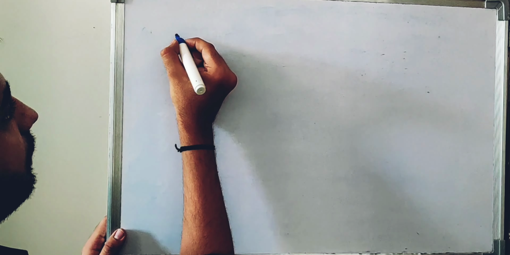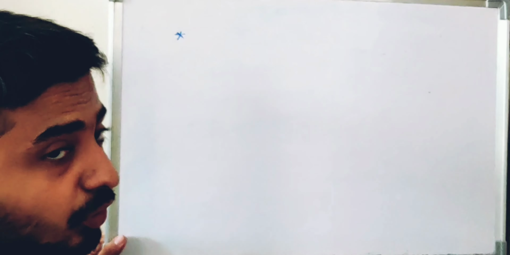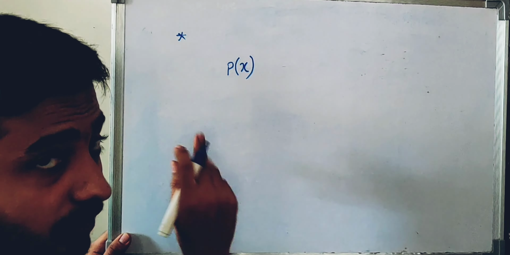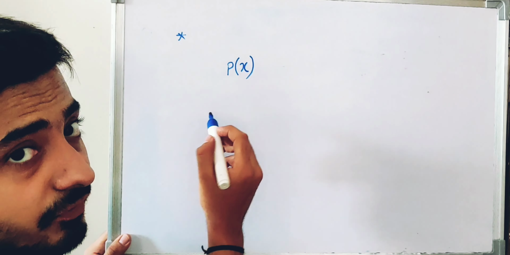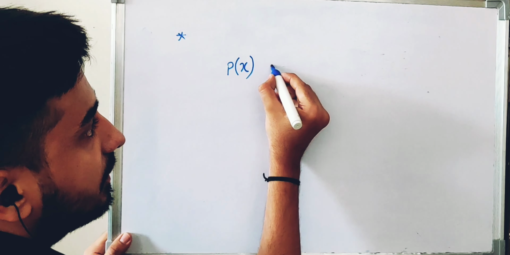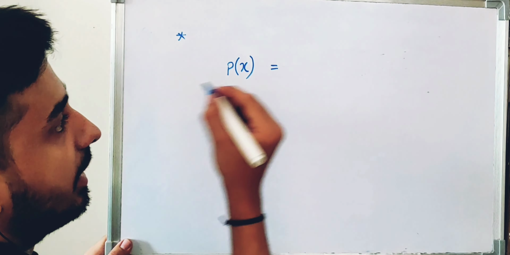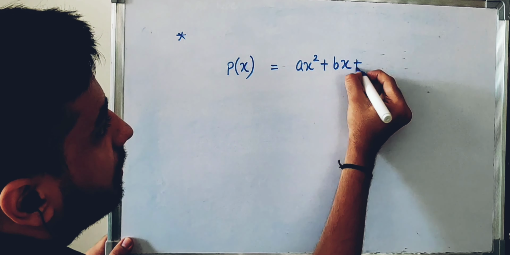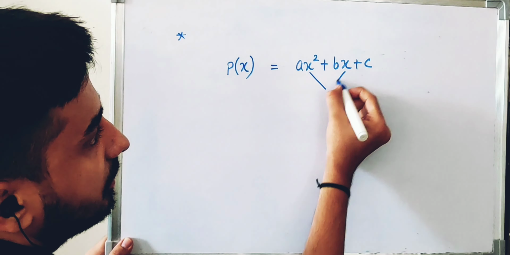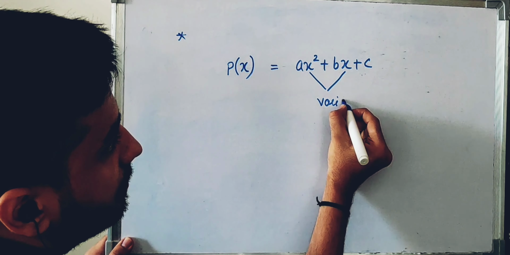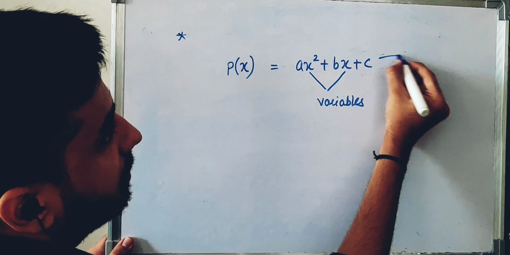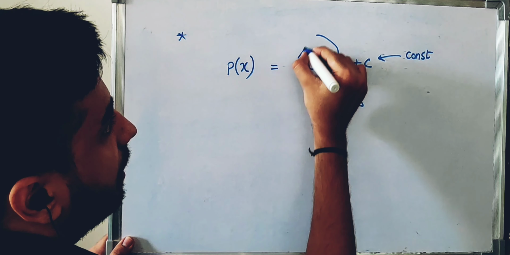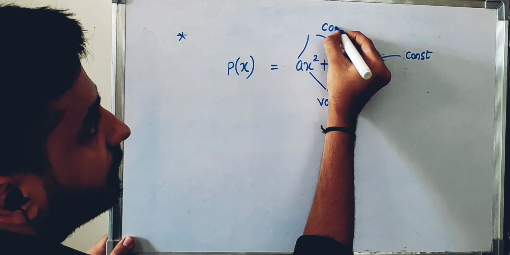Now we are going to discuss polynomials in more detail. For example, polynomial of x. This is a format of a polynomial. What is p of x? P of x is polynomial of x. It means it will contain only the variable x. For example, ax square plus bx plus c. These are the variables. This is a constant, we already know. And what are a and b? These are the coefficients.